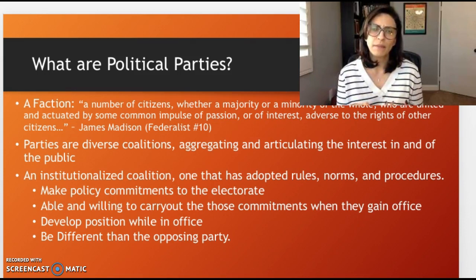They need to be, once they get in office, they need to develop opposition when they're out of office, and they need to be different. So when the Republican Party assumes a position on a particular policy, the Democratic Party is supposed to be very different on their opinion of a particular issue.